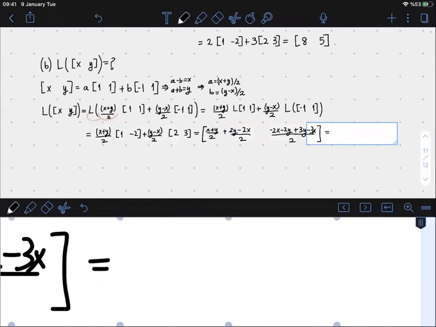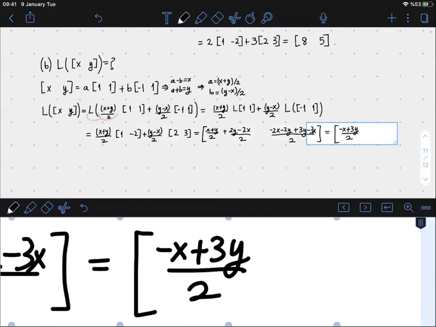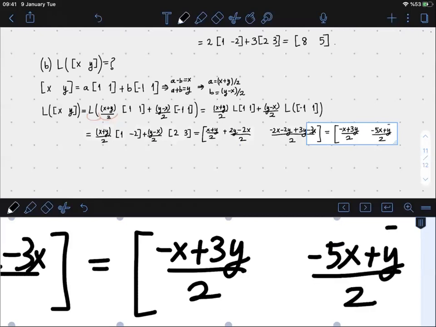So what do we get? The first component is (-x + 3y) over 2. And here, what is this? (-5x + y) over 2. Okay? Any questions here?